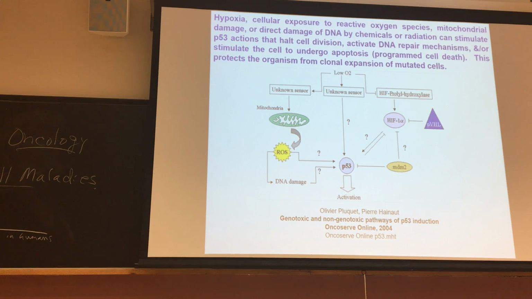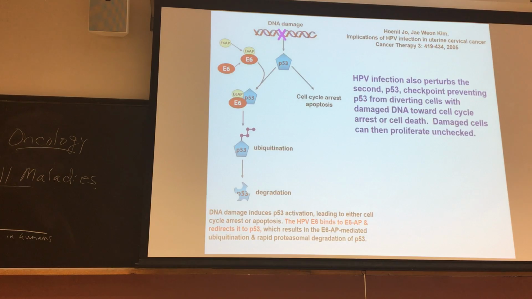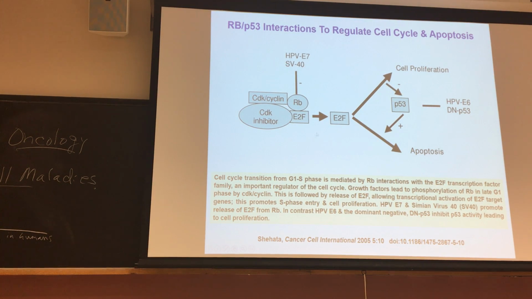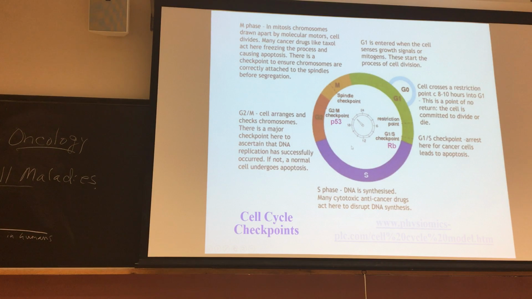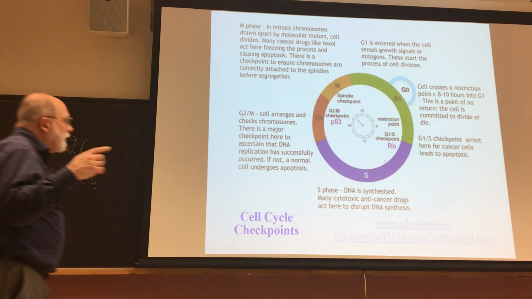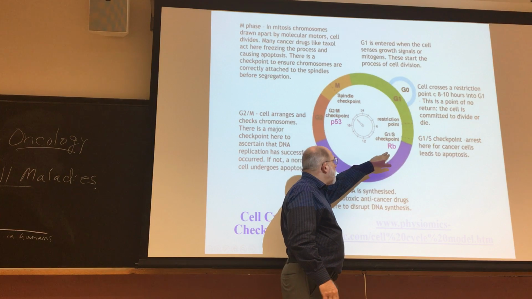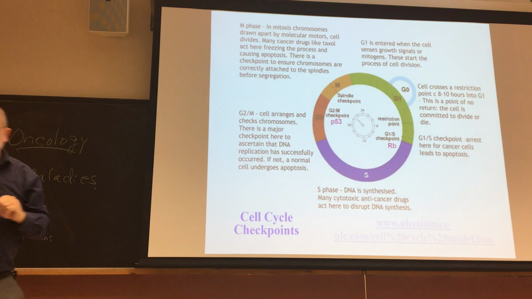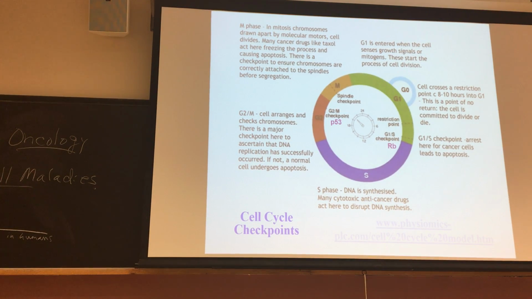This is just hypoxia affecting P53. HPV again has an effect on P53 via a different protein. There can be interactions between these two as well. And this is just going back to that initial point, showing you where PRB and P53 are in fact affecting cell division.